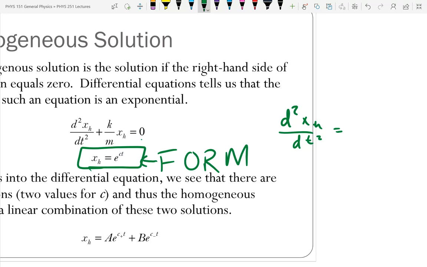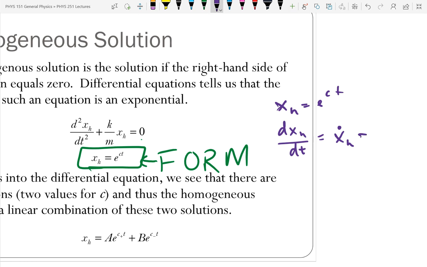Let's start with the first derivative. I shouldn't go straight to the second derivative. So if X sub H is equal to e to the CT, then d X sub H dt is equal to, what's a shorter way of writing that? X sub H with a dot over it. Dot means with respect to time. The apostrophe means with respect to position in physics.